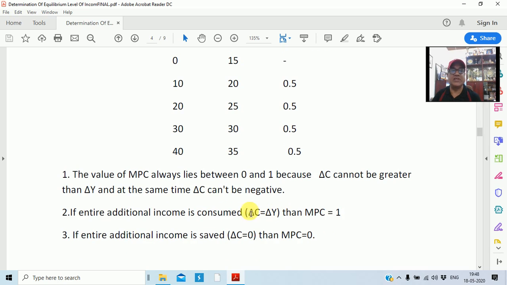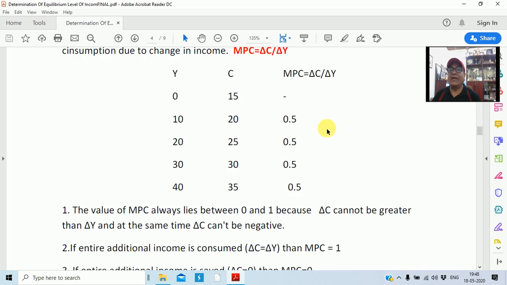This is the first feature. Second, if the entire additional income is consumed, if your income increases by 100 crore and consumption also increases by 100 crore, it means whatever increase in income is consumed. So delta C is equal to delta Y. And when delta C is equal to delta Y, what will be the value of MPC? 1.